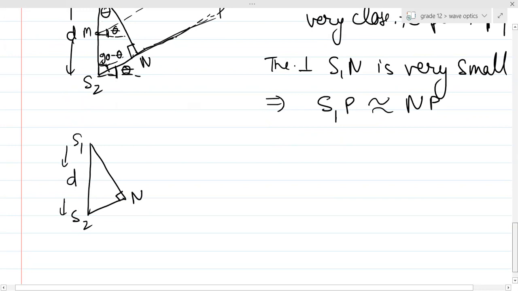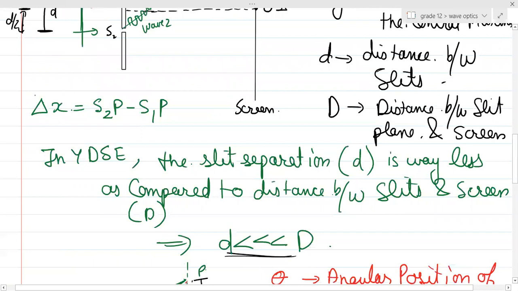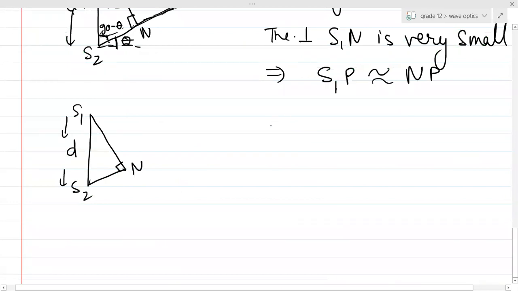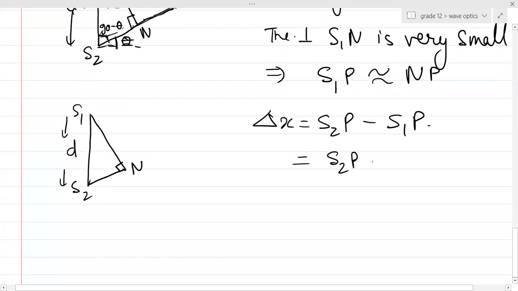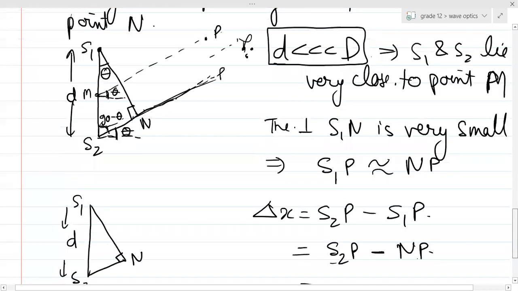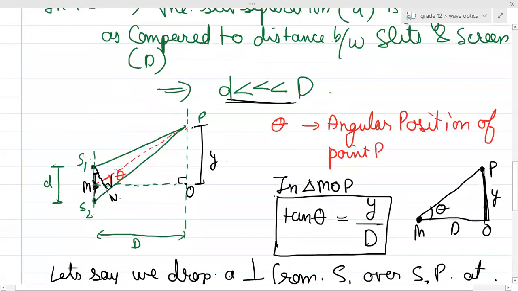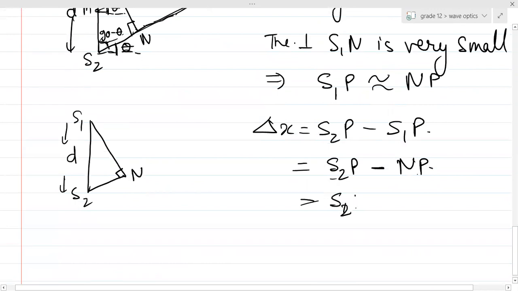Now, guys, do you remember what was the path difference? Path difference was S2P minus S1P. So can you say I can write it as S2P minus NP? And what is S2P minus NP? Can you see, guys? S2P minus NP is basically equal to this S2N, right? So this is equal to S2N. So basically this is your path difference.